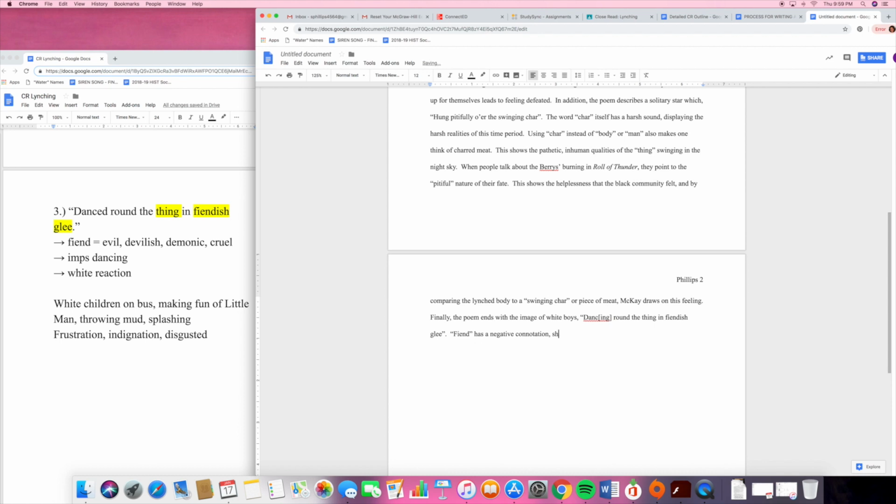Showing... Hold on. Fiend is negative, connoting evil, devilish, demonic, and cruel behavior of the white children. It makes one think of imps dancing around a creepy fire. I'm not gonna keep that in there, but I like putting that in there.